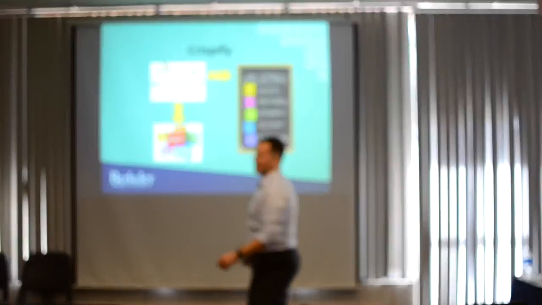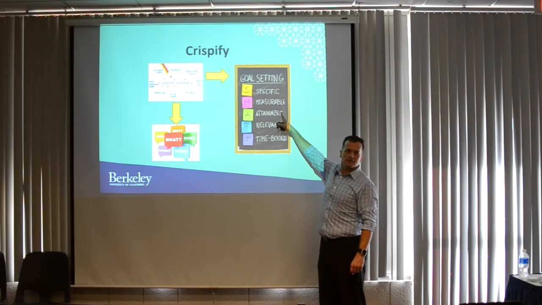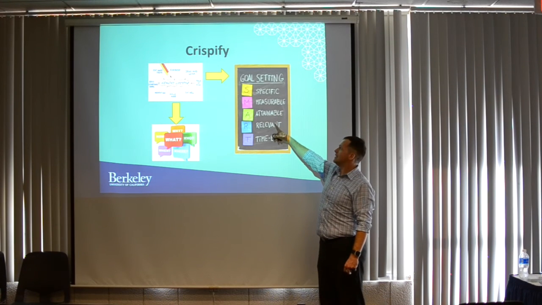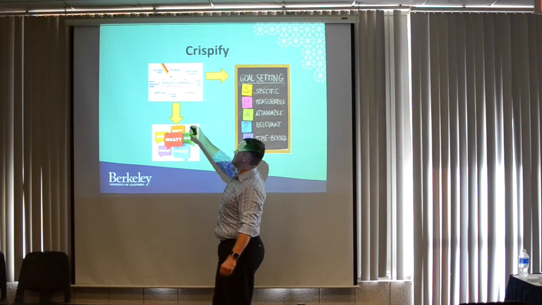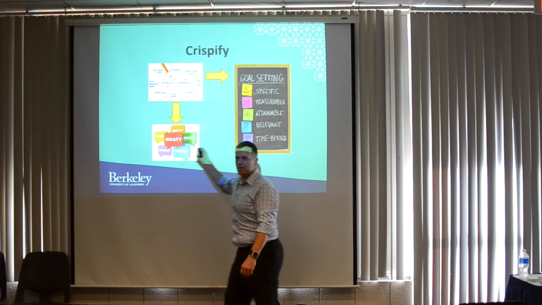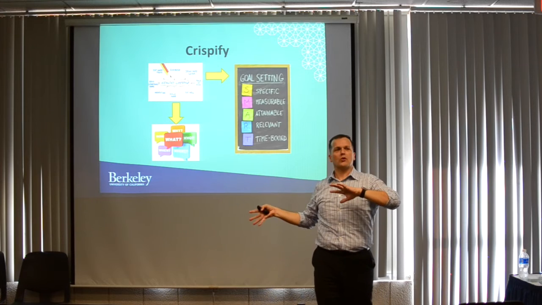Crispify basically means, how many of you know what SMART goals are? What are SMART goals? S is specific. M is measurable. A is attainable. R is relevant. T is time-bound. So we take something that is kind of esoteric, and what do we do? We make it smart. That's another way of talking about crispifying.